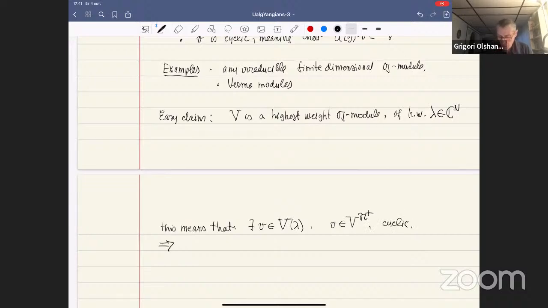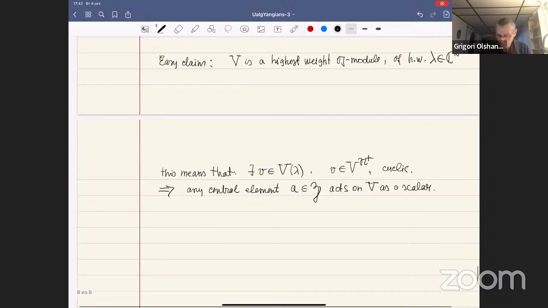Then any central element, say A, acts on V as a scalar. So the image of the center in the set of operators on our vector space consists of scalar operators. So this is a kind of Schur lemma.